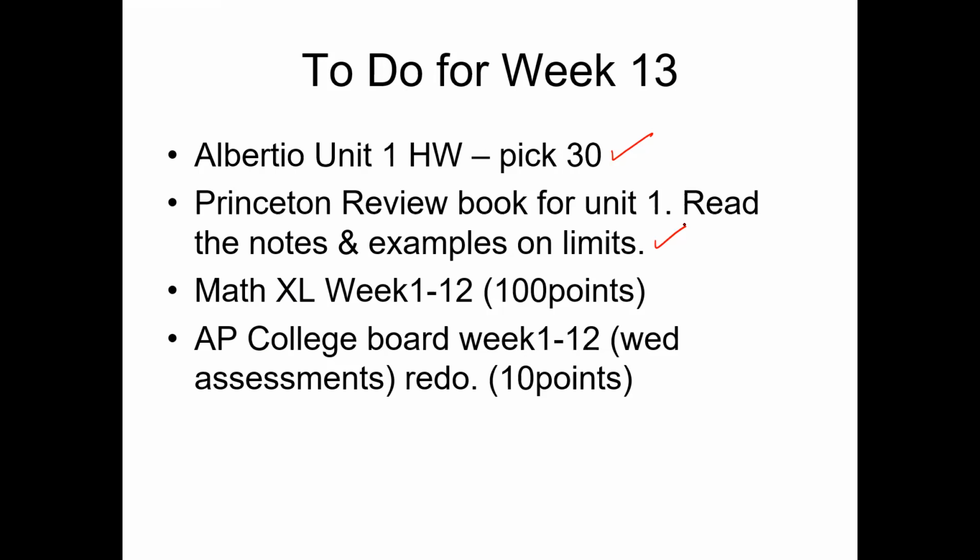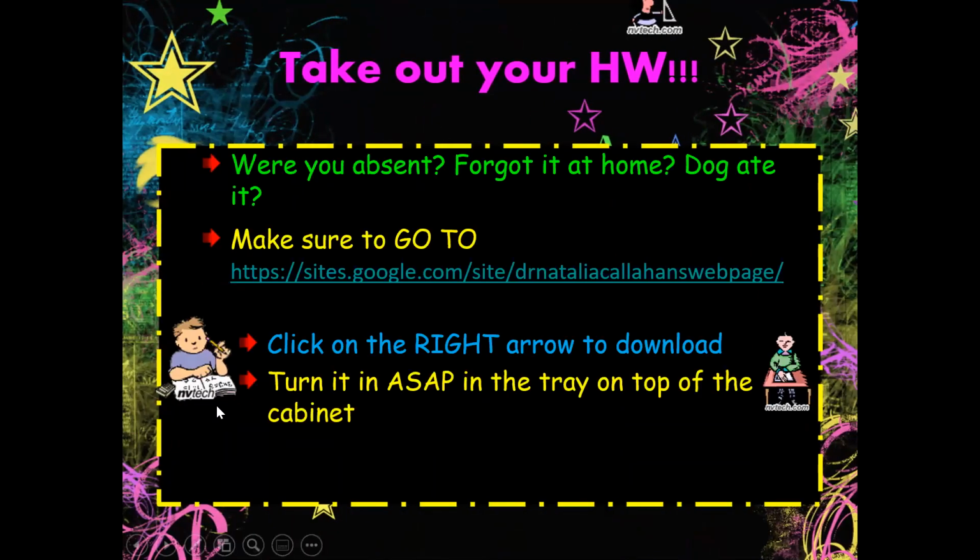And then Math Excel, which is week 1 to 12. If you have not completed anything of everything there, you have 100 points that you can go ahead and do. And then AP College Board, week 1 to 12 redos. So you can go ahead and redo that as well. So those are the 4 things I would suggest that you focus on.